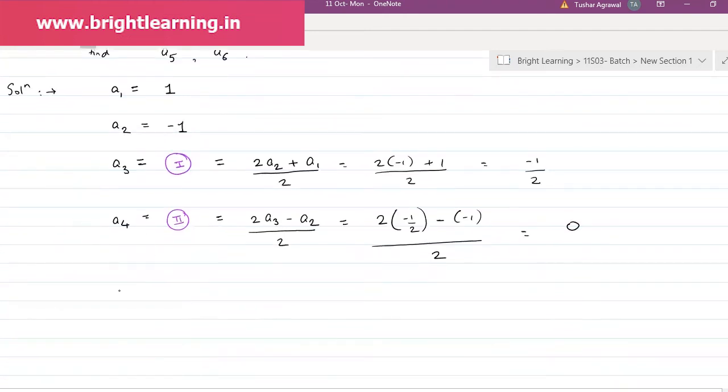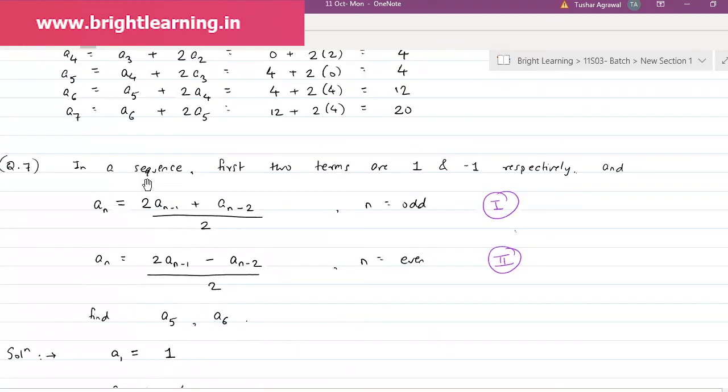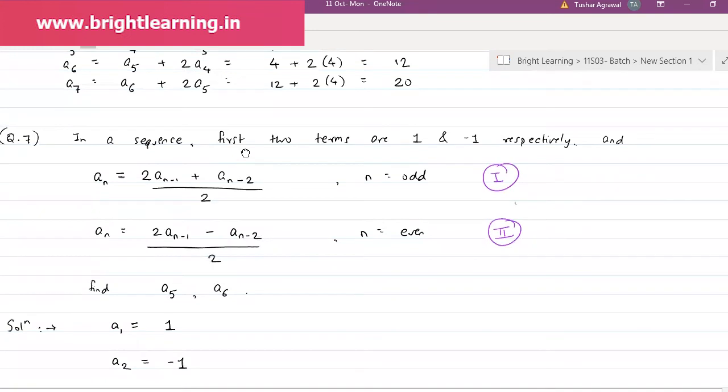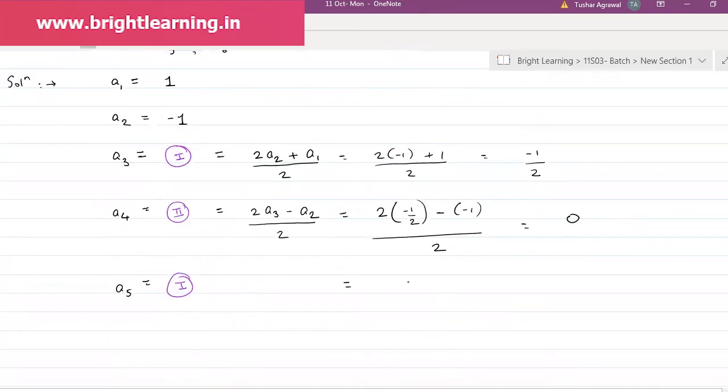Clear till this step? Yes, sir. A5, first formula I will use. So now I will directly write this step. How to interpret: 2 times previous addition prior to prior. So A5 is 2 times previous, 2 times previous addition prior to prior, that is -1/2. This complete upon 2. So this will be equal to -1/4.